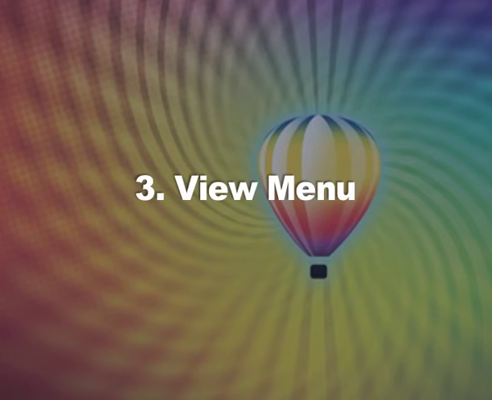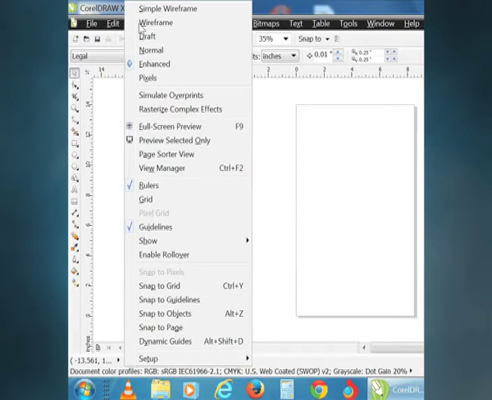Number 3. View menu. The third is View menu, which enhances the different view levels like full screen, page sorter view, rulers, grids and guidelines, etc.